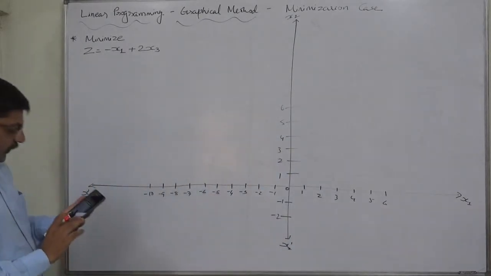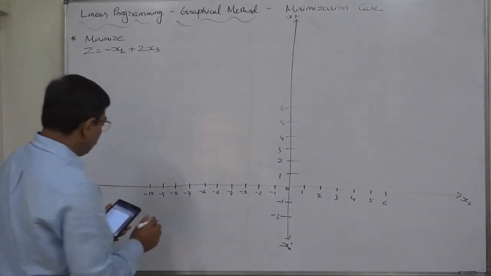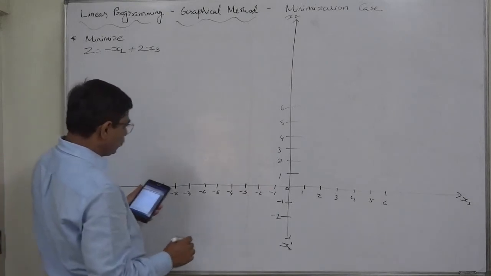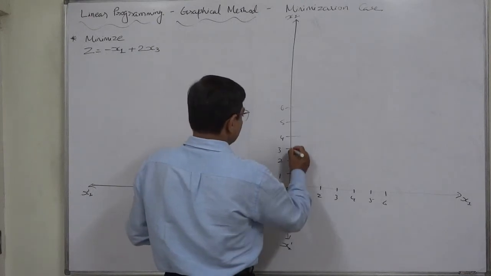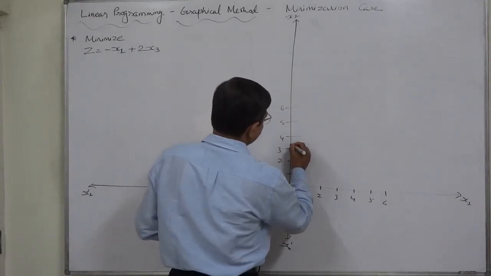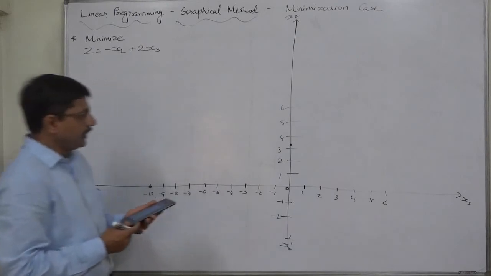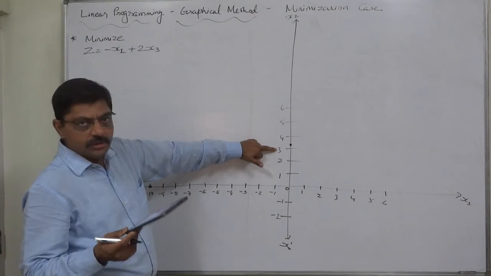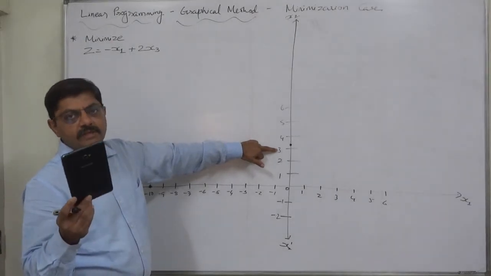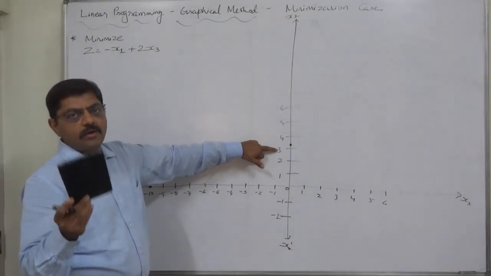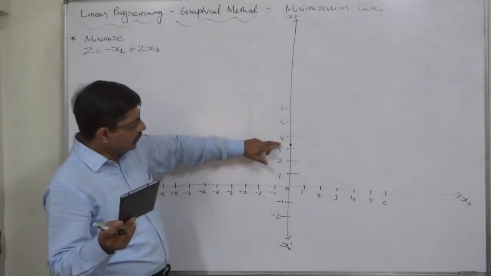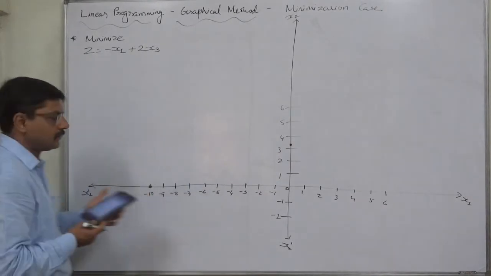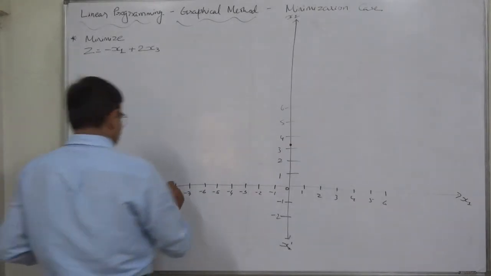In case of the first constraint, it is -10 on the x1 axis and 3 and 1/3 on the x2 axis. For me it is approximately here. For you it will be 3.3 millimeters above 3 if you have taken a scale of 1 centimeter. If you have taken a scale of 12 millimeters, then you have to leave 4 millimeters to get 0.3 or 1/3.